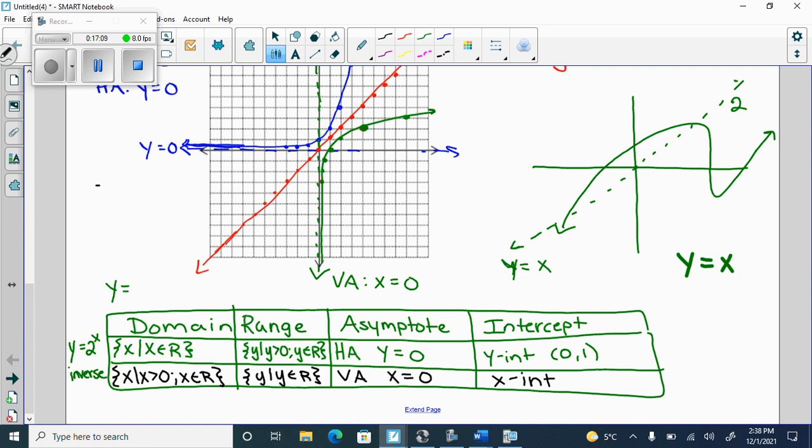Okay, the x-intercept, instead of it being at 0, 1, it's going to be at 1, 0. Okay, then we're going to flip over.